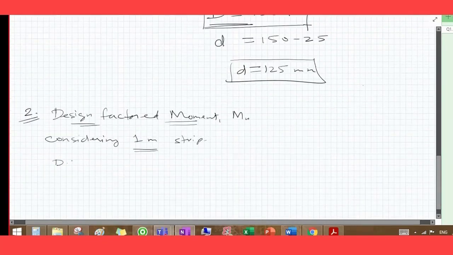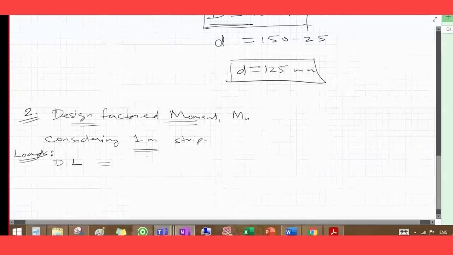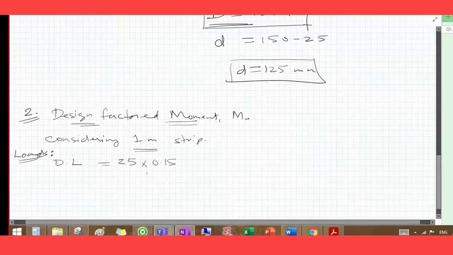Let me compute the dead load. So I'm writing in short, dead load, and let me mark this as loads. So considering 1 meter strip, I'm computing the loads. The first load is dead load. What will be the dead load in 1 meter strip? Density of concrete is 25 into thickness of the slab 0.15 into 1, as I'm considering 1 meter strip. If you do this, you are going to get the load in terms of kilonewton per meter.